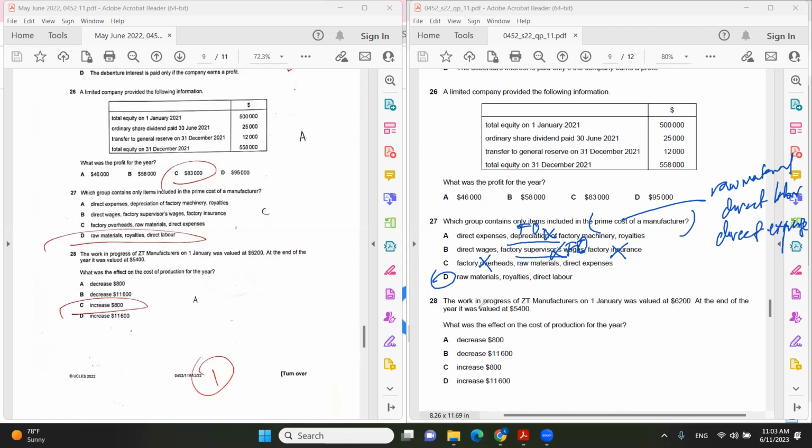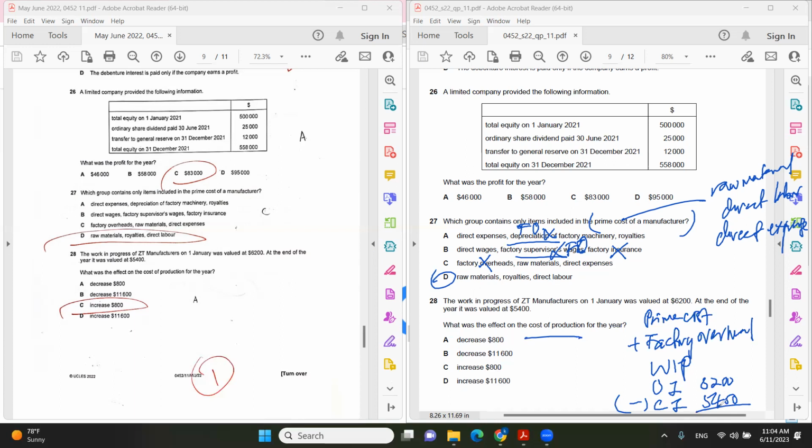Donkey. The work in progress of ZT manufacturer on 1st Jan was valued at 6,200. At the end of it valued 5,400. What was the effect on the cost of production? Under our cost of production, we have the prime cost, which is these 3 components, plus the factory overhead. After that, WIP, work in progress. Beginning of the year, opening inventory, closing inventory. So opening inventory is 6,200, and then closing inventory is 5,400.